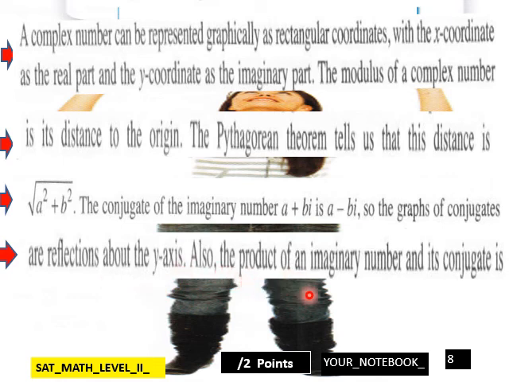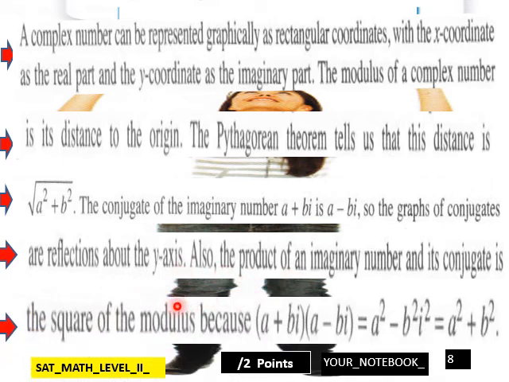Also, the product of an imaginary number and its conjugate is the square of the modulus, because a plus bi times a minus bi equals a squared minus b squared i squared, which will equal a squared plus b squared. So that's how you get that.